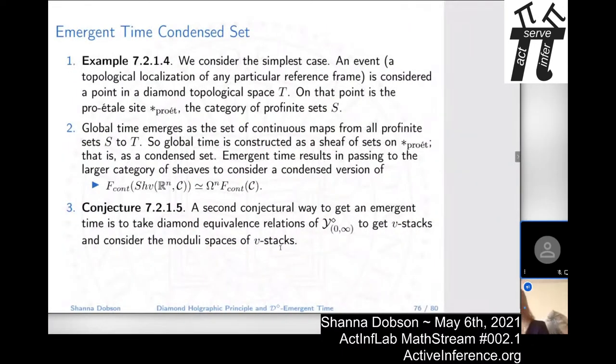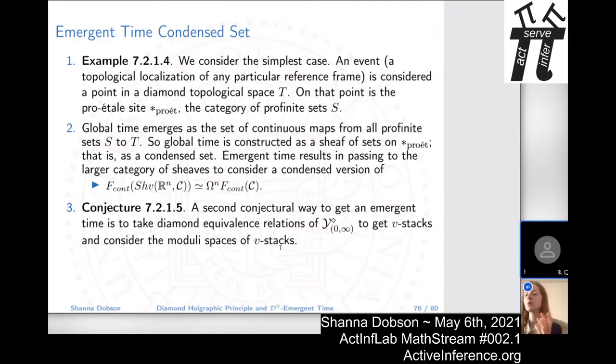Okay, so to actually consider this emergent time, let's consider the simplest case, an event, like a truncated perturbation, a topological localization of any particular reference frame. That means I'm in the now, staring at my reflections. Let's take an event to be a point in the diamond topological space T. We're going to convert this to a condensed set. On that point is the profinite site, the category of profinite sets. So here we go. This global time maybe emerges as a set of continuous maps from all profinite sets S to T, because I said the individual time is diamond, which is profinite.